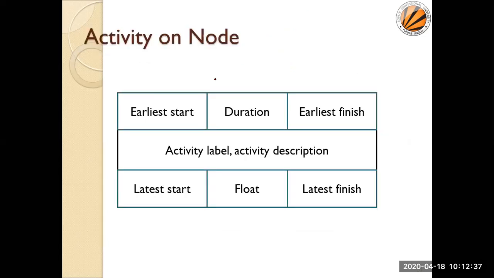This is the node representation for AON, activity on node. Earliest start, duration, earliest finish. Here we are representing the label. Here my latest start, float or slack time. This is also known by another name, slack time. Latest finish. So this is the information that we are going to represent on the node.